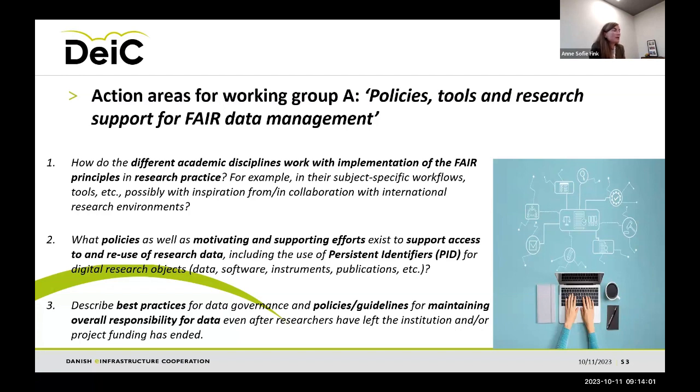Action 3 is to describe best practices for data governance and policies, guidelines for maintaining overall responsibility for data, even after research has left the institution and or project funding has ended. I'm sure a lot of you who are working with these things in practice will know this sort of challenge we have there. And again, this group needs to survey what is being done in this line of things for the FAIR implementation.